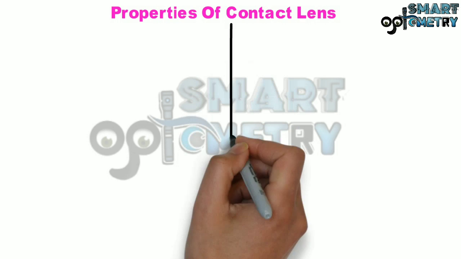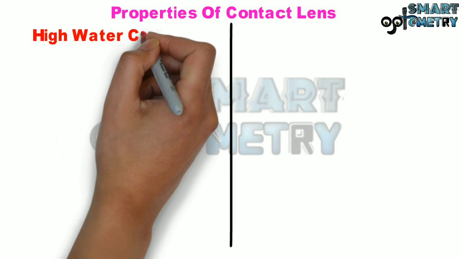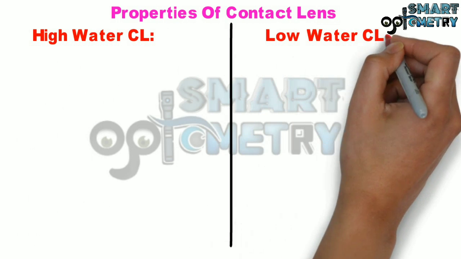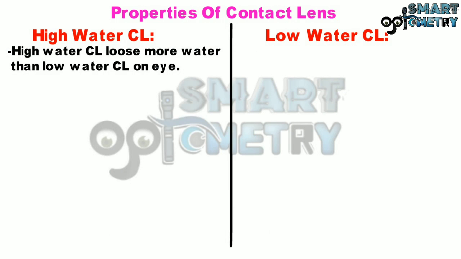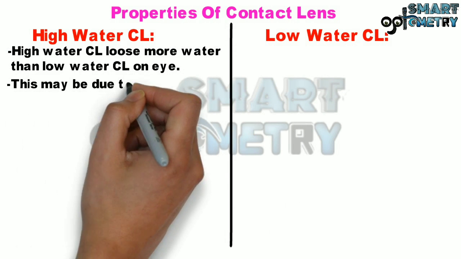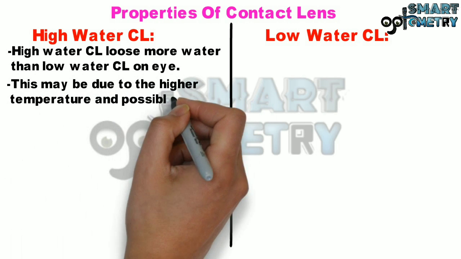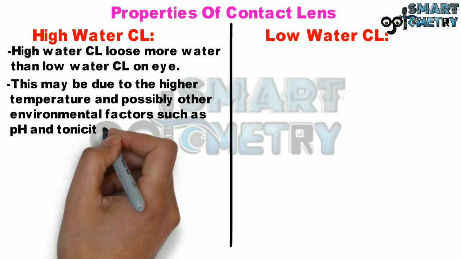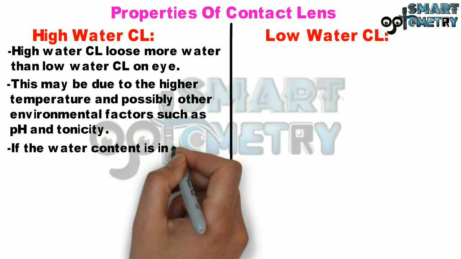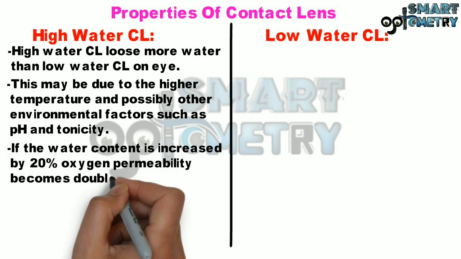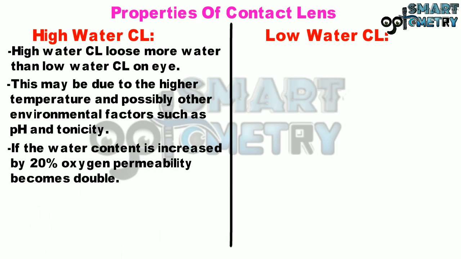This is a comparison chart between high water contact lenses and low water contact lenses. High water contact lenses lose more water than low water contact lenses on the eye. This may be due to higher temperature or possibly other environmental factors such as pH and tonicity. If the water content is increased by 20%, oxygen permeability becomes double.